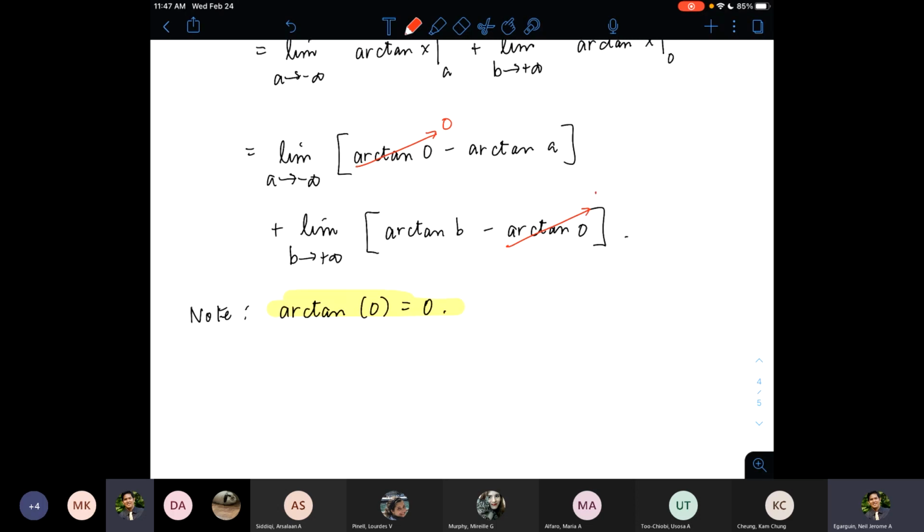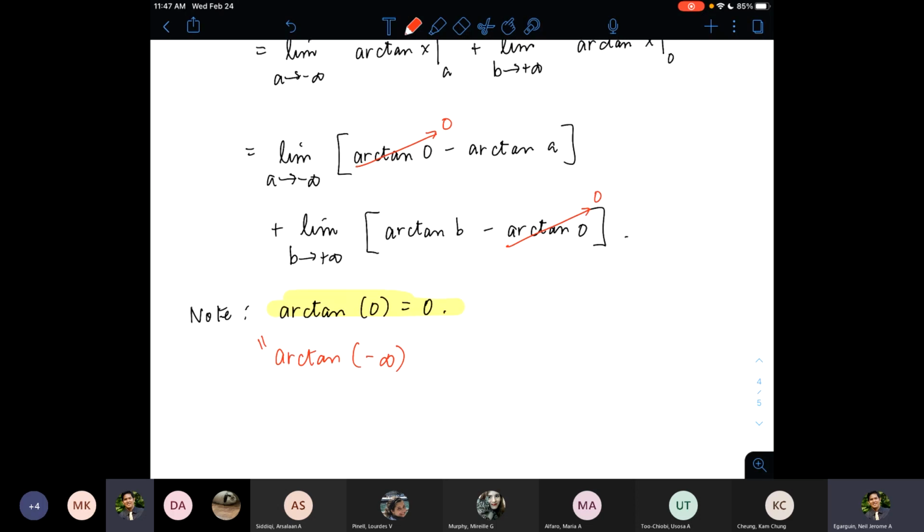This will be 0. Okay. And then arctan of a, as a approaches negative infinity, so basically you're evaluating this, right? I'm putting this in quotes because this is technically wrong, because we cannot put an infinity. It's not a number. It's not in the domain of arctan. But essentially, this is what we are thinking.